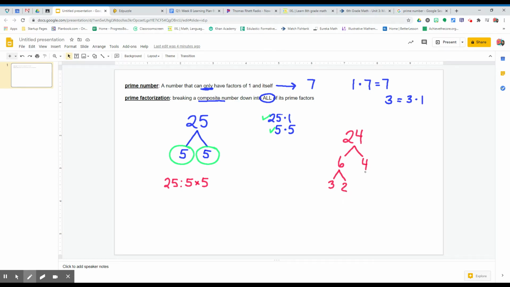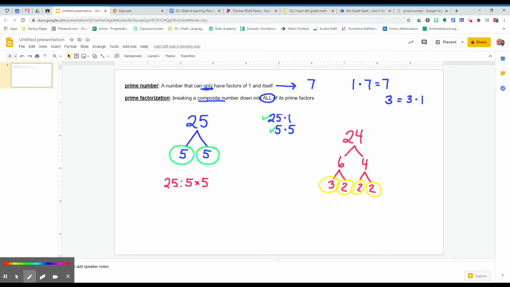So let's come over here to 4 and say, can I break 4 down? Well, I can. What times what would give me 4? Well, 2 times 2 would give me 4. So now when I look at the bottom of my tree, I've got a 3, 2, 2, and 2. And I think to myself, can any of these numbers be broken down into more factors? The answer is no, because with 3, the only thing you can multiply by 3 to get 3 is 1. With 2, the only thing you can multiply 2 by to get 2 is 1. So these are prime numbers, and we have done our prime factorization of 24. Circle all of your prime numbers, 3, 2, 2, and 2.